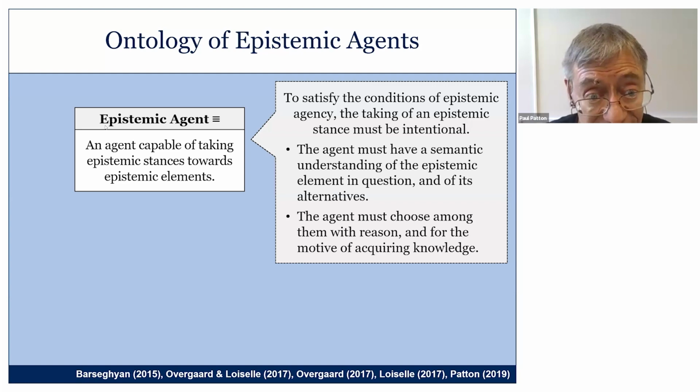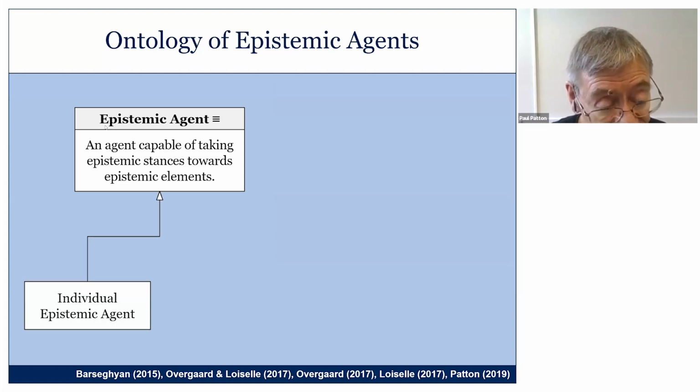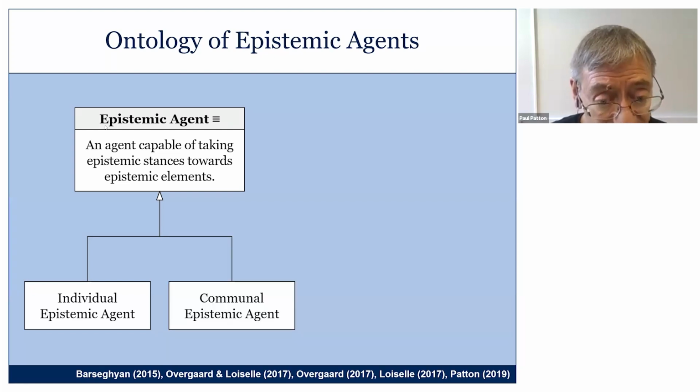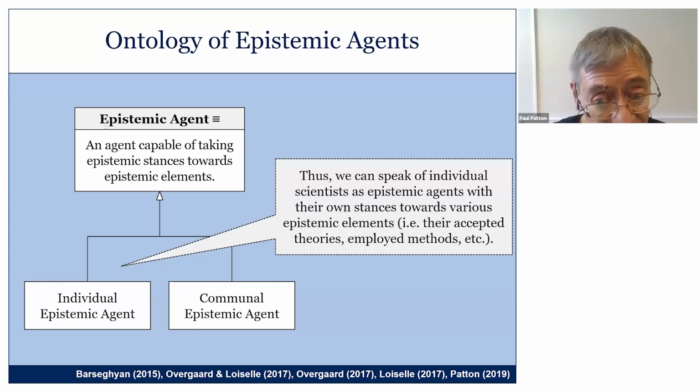Now, what kinds of things can be epistemic agents? Well, first of all, it should be obvious that an individual human being has the cognitive abilities that I've just listed. So we can say that human individuals can be epistemic agents. Second, can there be communities of scientists that serve as epistemic agents? We can talk about individual scientists as epistemic agents.